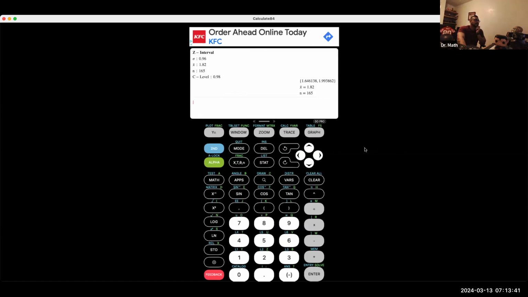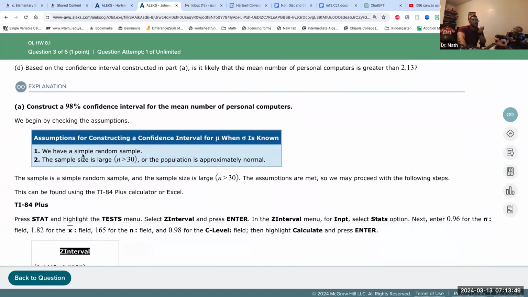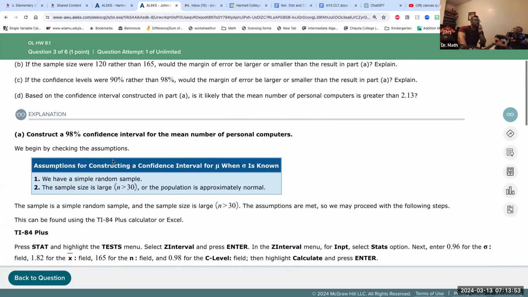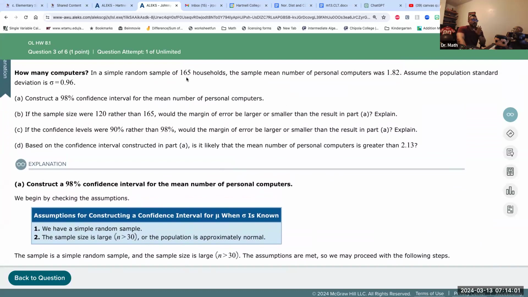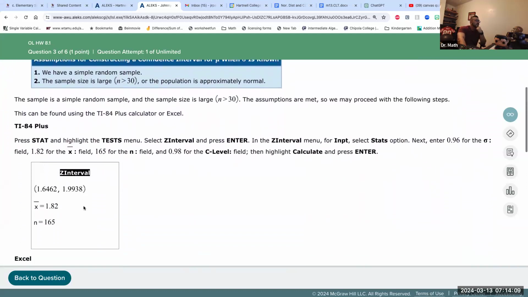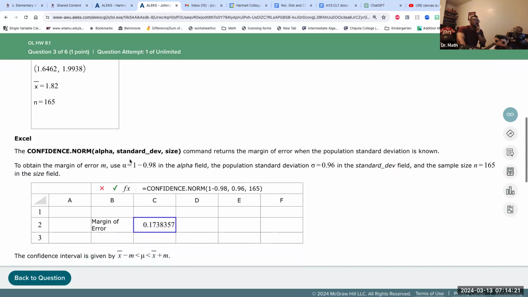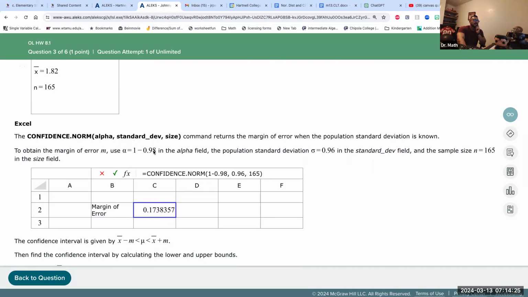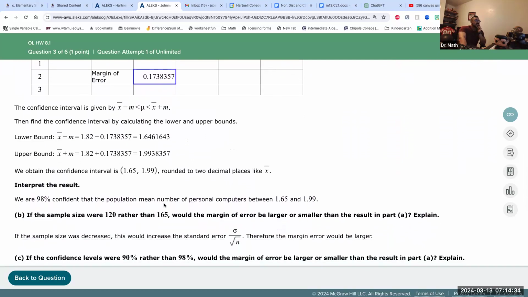Let's go back. Our first one, just a reminder to check your assumptions. Number one, make sure this information comes from a simple random sample. Number two, make sure your n is large enough so that the population is approximately normal. Here our n was 165, so we're okay there. That's what allows us to go through this process. We use Z interval and got these values, our 98% confidence interval. If you wanted to use Excel, they run through how to do that, but we're sticking with our TI-84 calculator or the app. So we're 98% confident that the population mean for the number of computers will be between 1.65 and 1.99.